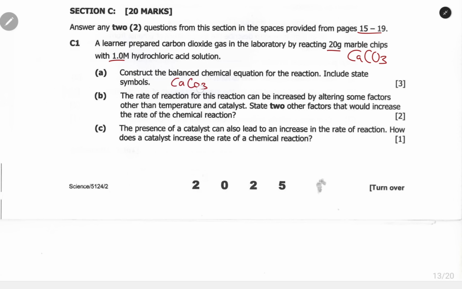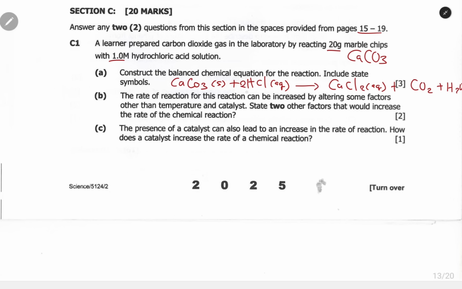Calcium carbonate, I hope it will fit here, solid, reacting with hydrochloric acid, HCl, which is aqueous. This results in the formation of calcium chloride as a salt, which is aqueous as well, plus carbon dioxide gas, plus H2O as water. Now, is this balanced? No. Let us balance it. To balance it, chlorine is 2, so we put a 2 there.